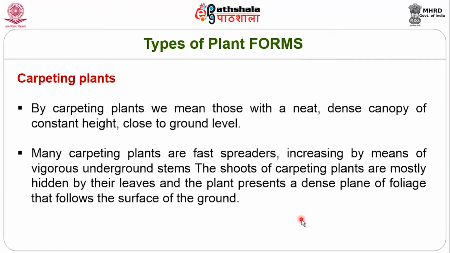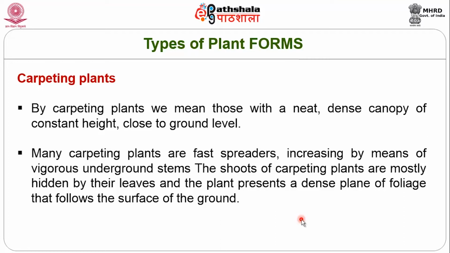Carpeting plants, we mean, have a neat dense canopy of constant height close to the ground level. So, in prostrate plants the lateral stems go very close to the ground, and that is how they spread. By carpeting plants, it means a particular canopy height is there, maybe 6 inches or 8 inches. The carpeting plants are also fast spreaders, and they increase by means of vigorous underground stems.